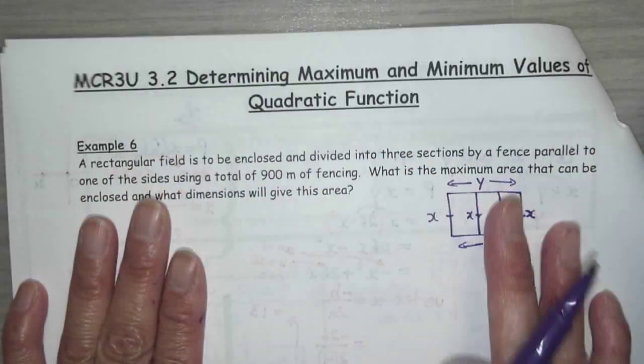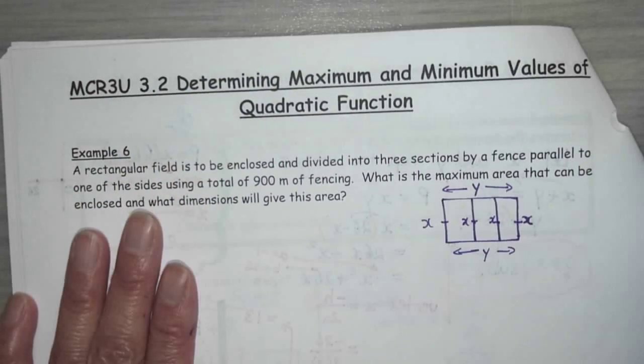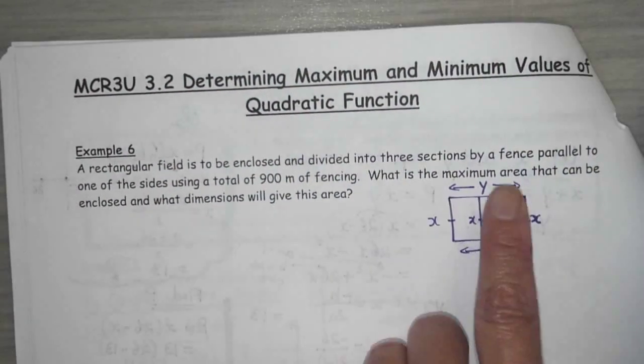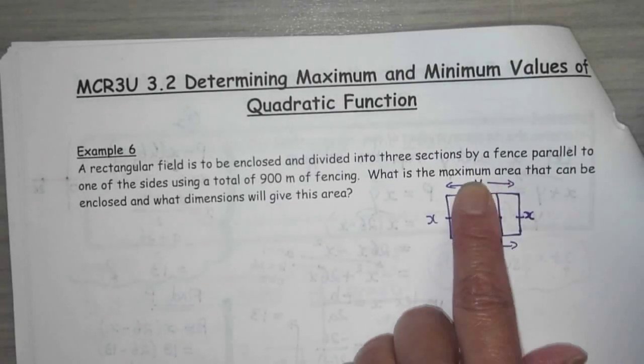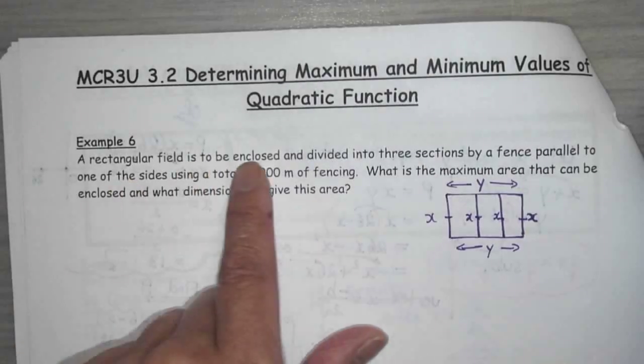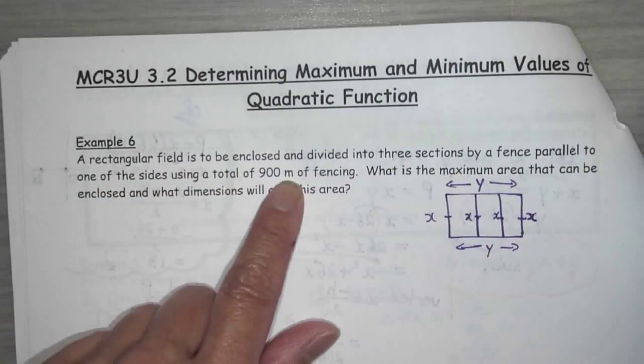I'm going to take that, and I'm going to find the maximum area. So this maximum area is the part that I'm going to find the vertex of. Whatever I'm trying to maximize or minimize is the vertex part. So rectangular field, 3 sections, one of the sides, 900.